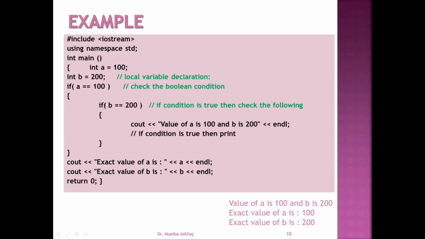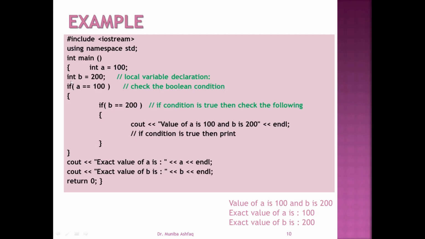And within the block, we encounter another block of if statements, and we see that if b is equal to 200, then in that case we will execute this statement that the value of a is 100 and b is 200. But what if this condition is false? We will not execute this part and we will come out of this block. And there's another variation: if the value of a is not equal to 100, then again this block would not be executed.